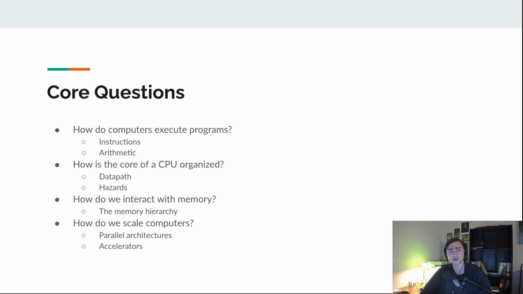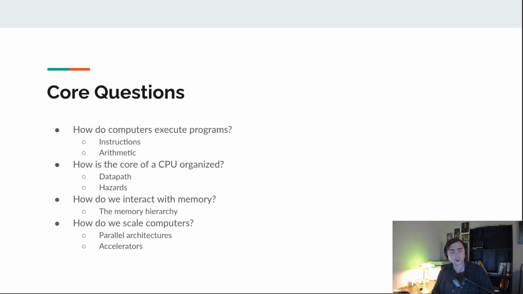Next, we're going to try to answer the question of how do we interact with memory? All of our data and our instructions are sitting off in memory someplace. So how do we actually access that memory? And very importantly, how do we organize that memory? And this is going to lead us into a discussion of the memory hierarchy and the different trade-offs we have in terms of cost, size, and performance. We'll also be touching on some other very important topics related to memory, like virtual memory and cache coherence.